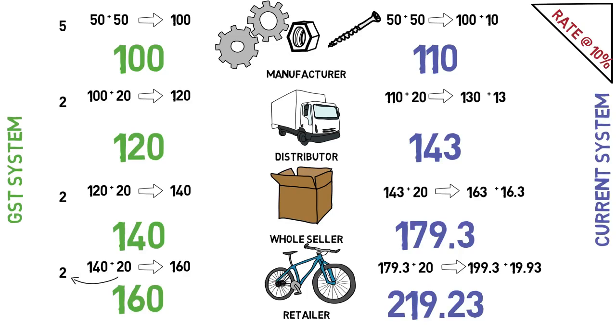So, if the prices are compared, the product is 59.23 rupees cheaper in GST system than the current system. Let's take GST in details.